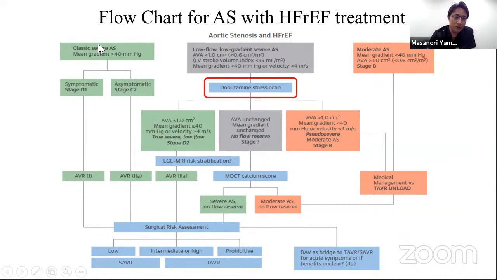And everybody knows current or classical severe aortic stenosis. It means, for example, the mean pressure gradient more than 40. And this category is aortic stenosis and heart failure with reduced ejection fraction. But we need the etiology and the severity of the aortic stenosis to define the severity, for example, by using the dobutamine stress echo.